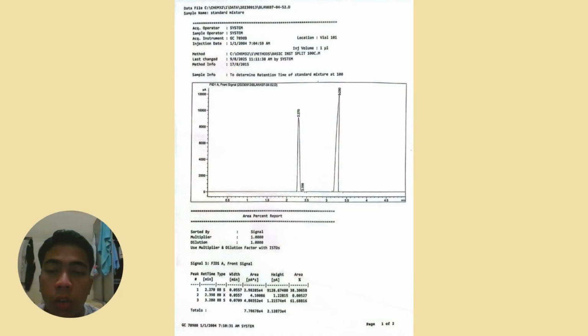This is the second sample mixture at 100 degrees. There are also three peaks, where the first peak is the second highest, while the third peak is the highest peak recorded. The retention time for the highest peak, peak 3, is 3.280 minutes, while the percentage area is 61.68%, and the height of it is 1.2157 times 10 to the power of 4.